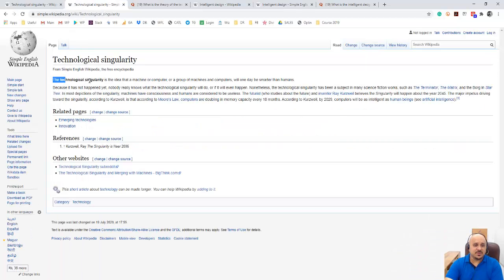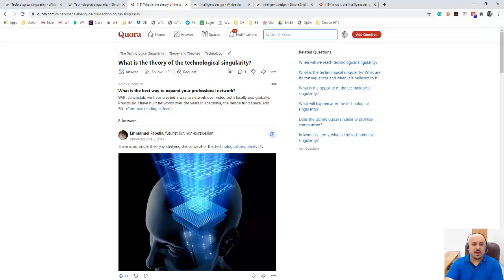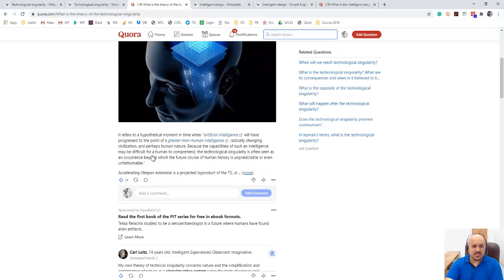Simple Wikipedia reduces this to just a simple paragraph, right? Emerging technologies, innovation, technological singularity, subreddit if you will, and other websites, bigthink.com. So you can see it simplified your life a lot. And if you go to Quora, what is the theory of technological singularity? So the person gives you an answer.